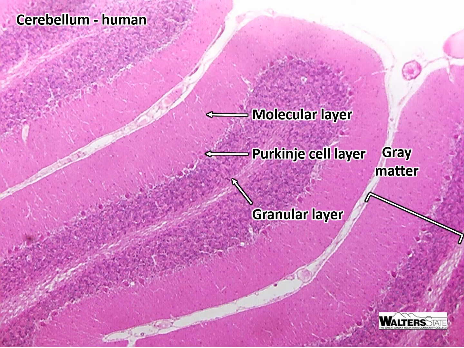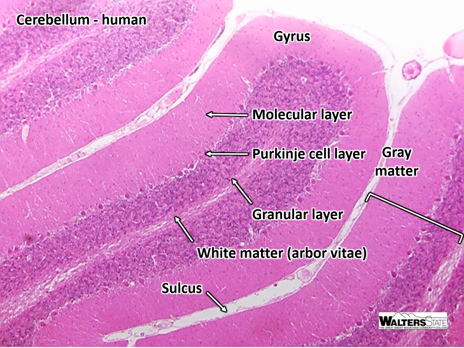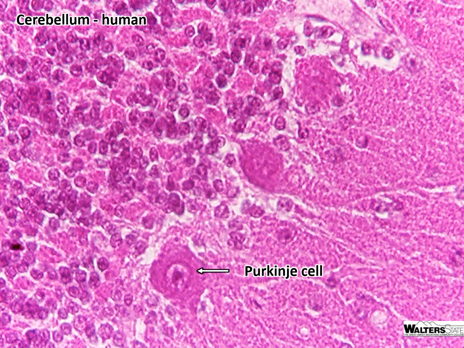Now deep to the granular layer, you're going to have the white matter, which in the cerebellum is going to be called the arbor vitae. As with the cerebrum, the cerebellum is divided into folds and depressions. So the depressions are referred to as sulci, sulcus in the singular, and the folds are referred to as gyri, or in the singular, gyrus. This is a more close-up look at the Purkinje cell layer, and so you can see 3 Purkinje cells here. So these are large neurons, and the arrow is pointing towards the lowermost one.